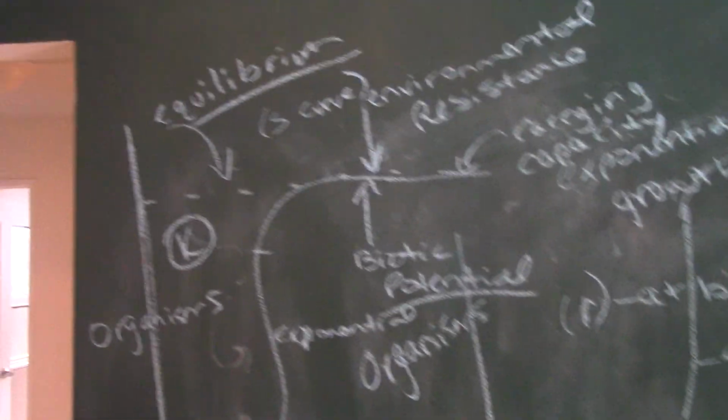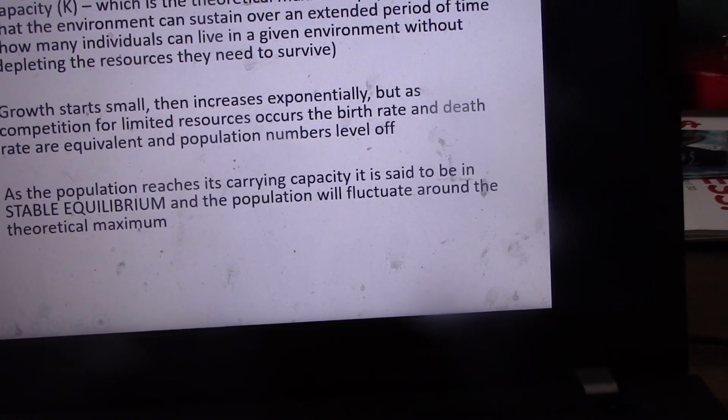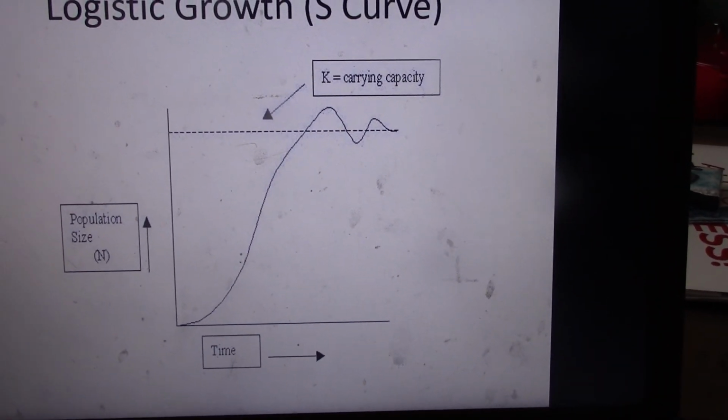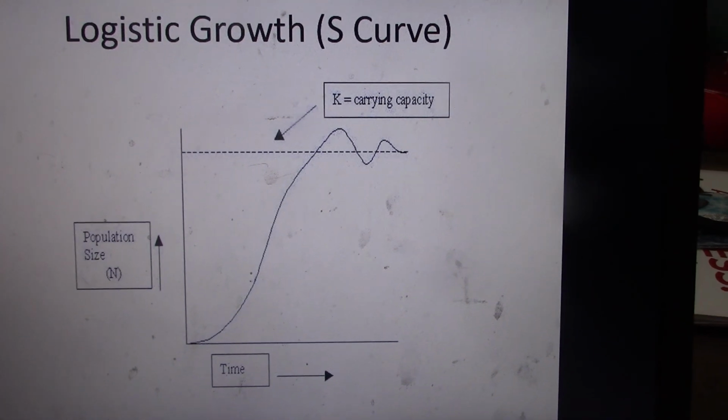All right, so that's your S curve, and that's your J curve. Right, so this is in your notes as well. So your logistic growth timeline here.